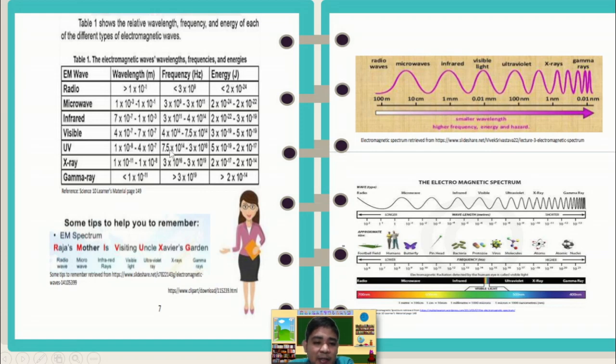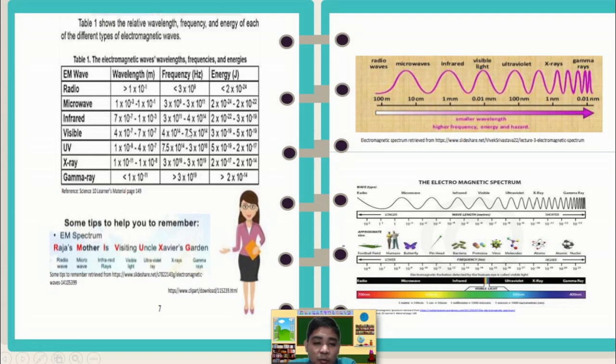UV rays, 7.5 times 10 raised to 14 to 3 times 10 raised to 16. X-ray, 3 times 10 raised to 16 to 3 times 10 raised to 19. And the gamma ray has the highest frequency among the electromagnetic spectrum family. This is greater than 3 times 10 raised to 19.